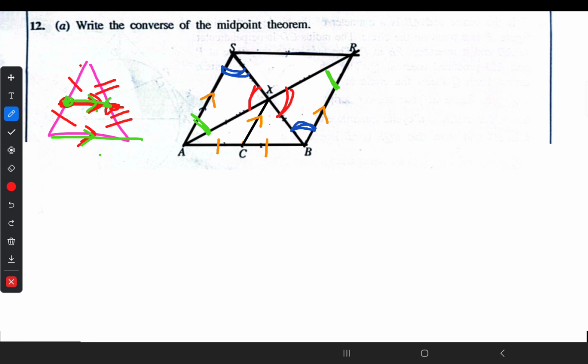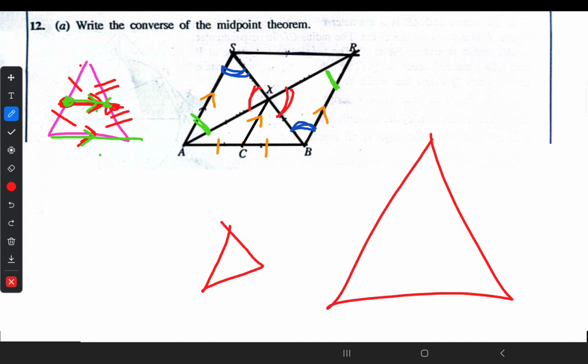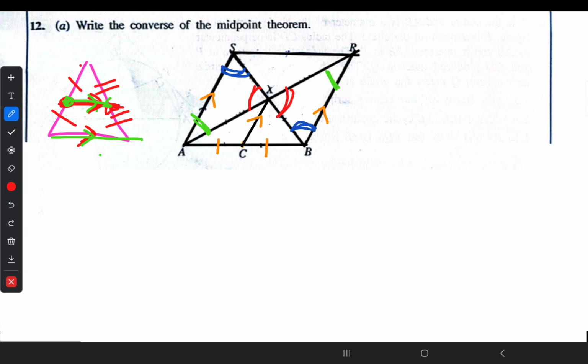But we cannot derive it by using these three angles. If three angles of a triangle are equal to another triangle's three angles, those are not called congruent triangles. Those are equiangular triangles.